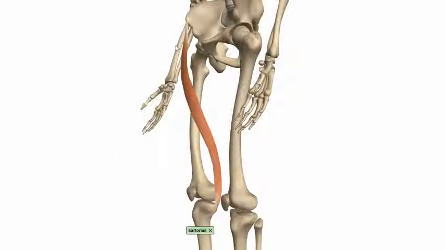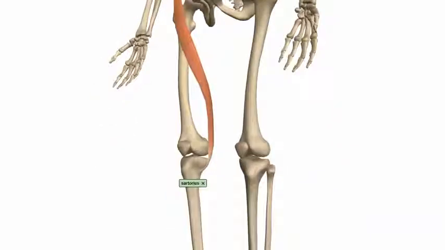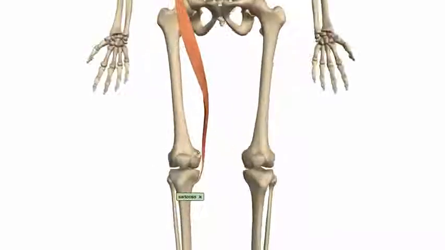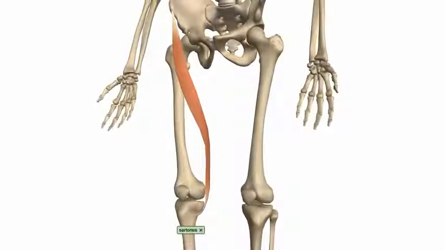Because this muscle originates on the pelvis, it also acts as a hip flexor, and it also flexes the leg at the knee joint. So unlike the quadriceps, which extend, this flexes the leg at the knee joint and also flexes the hip joint.